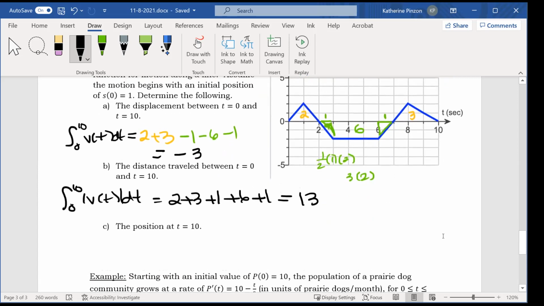Okay, the position at t equals 10. I want to know, where is this particle at time 10? How am I going to figure out where this particle is at time 10? Add and subtract the positions from 0 to 10. Yes. What else do I need to include? The initial position. Remember I warned you at the beginning? Remember where this guy starts? So let's go back. This guy starts at s of 0 equals 1.